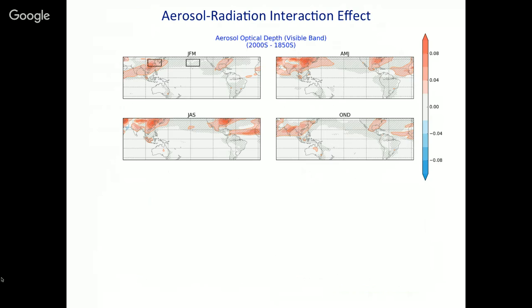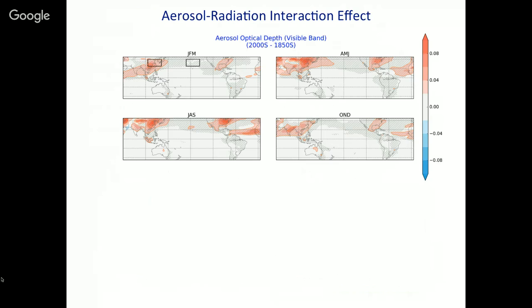There are a few things you can make out. There is definitely a seasonality. As you can see, it's much more in AMJ and JAS if you compare it with OND and JFM. And the maxima are the regions where most of these sulfates and their precursor gases are emitted.